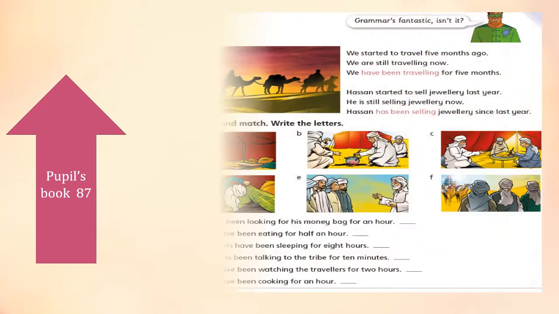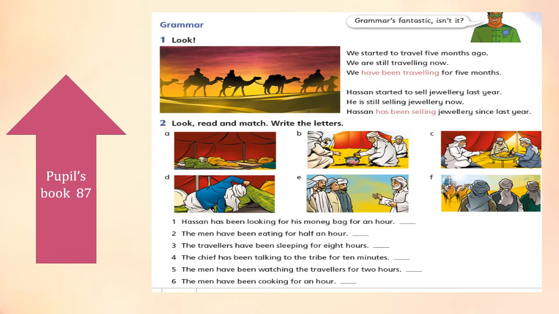Open your pupils book, page 87. Activity 1. Look at this picture. What can you see? Very good. Camel train. Now, listen to the sentences. We started to travel 5 months ago, and we are still traveling now. So, we have been traveling for 5 months.